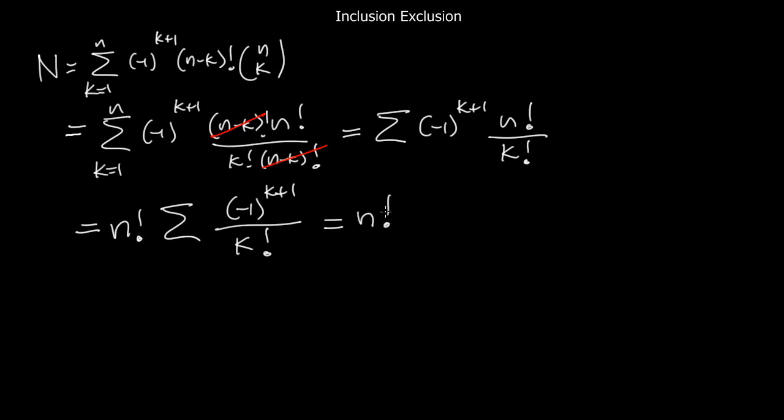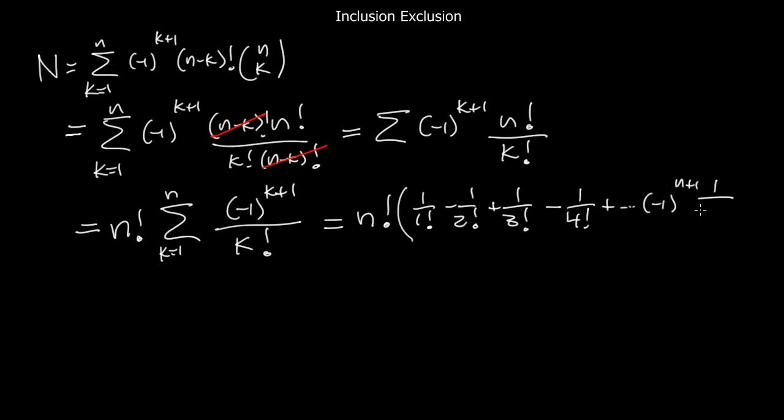And I'll just write that as n factorial times, let's see, we're starting at k equal to 1. So the first sign is plus 1 over 1. So you're getting 1 over 1 factorial minus 1 over 2 factorial plus 1 over 3 factorial and so on down to plus or minus 1 over n factorial. So that is the number of arrangements where at least one number is in the correct position.